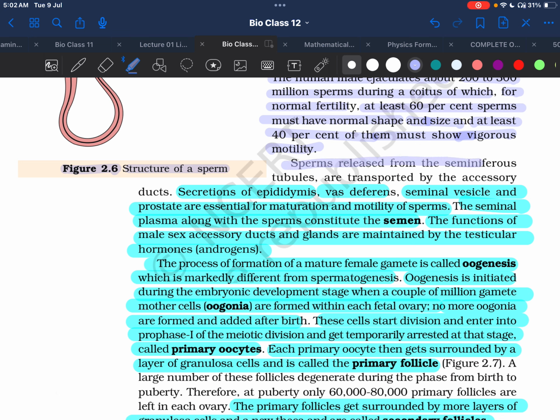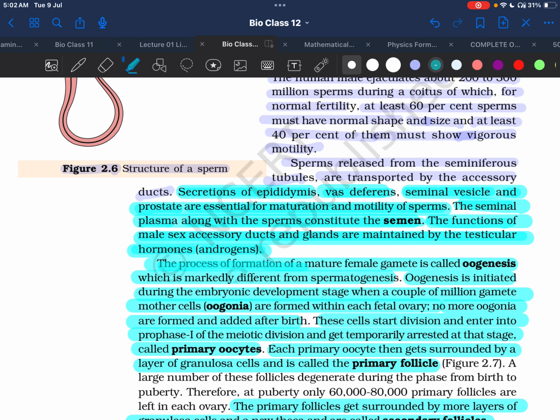Sperms released from the seminiferous tubules are transported by the accessory ducts. Secretions of epididymis, vas deferens, seminal vesicle, and prostate are essential for maturation and motility of sperms. The seminal plasma, along with the sperms, constitutes the semen. The functions of male sex accessory ducts and glands are maintained by the testicular hormones, androgens.